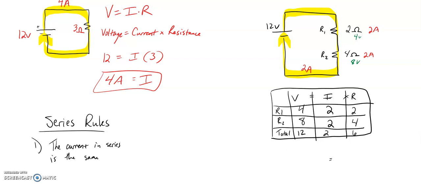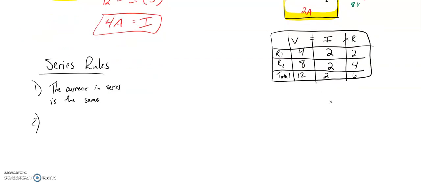If there's 2 resistors that are one after the other, or 3 resistors, or 4, or 5, or however many resistors are in series, they all have the same current. Rule number 2 in series is that resistance adds up. If you have a 1 ohm resistor in series with a 2 ohm resistor in series with a 3 ohm resistor, you would just add 1 plus 2 plus 3 to get the total resistance.